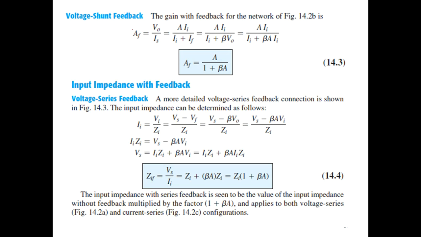So with this, let us just correlate the same diagram to this particular expression. So how do we express it? Gain with feedback is given as V0 upon Is, where V0 is A into Ii, subscript small i, right? Similarly, what is Ii plus IF? What is IF? IF is the feedback current, which can be expressed as beta into V0. So after substitution and simplification, the expression for the gain is again A upon 1 plus beta A, because Ii gets cancelled with Ii.